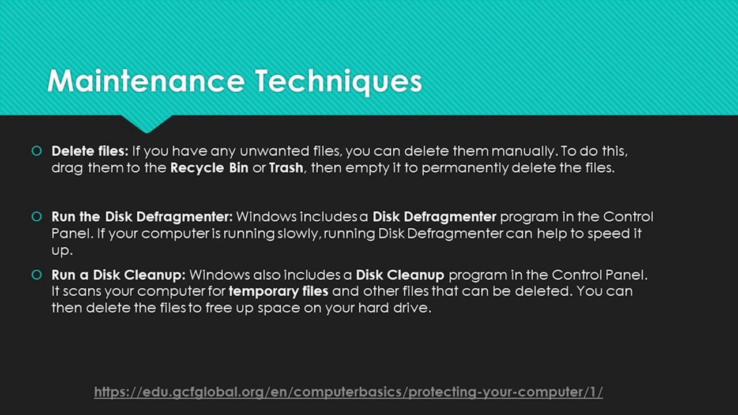We have, first, delete files. If you have any unwanted files, you can delete them manually. To do this, drag them to the recycle bin or trash bin, then empty it to permanently delete the files, or simply right-click the file and delete it. Next, run a disk defragmenter. Windows includes a disk defragmenter program in the control panel. If your computer is running slow, running the disk defragmenter can help to speed up the process.